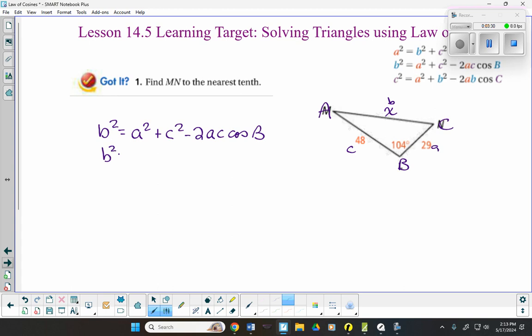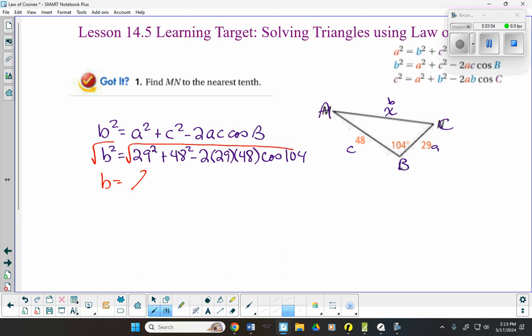So b squared equals 29 squared plus 48 squared minus 2 times 29 times 48 times the cosine of 104. And to solve for b, we would take the square root of both sides. Whatever that equals is your value of b. We're not going to punch it out right now because it's just plugging it into your calculator.